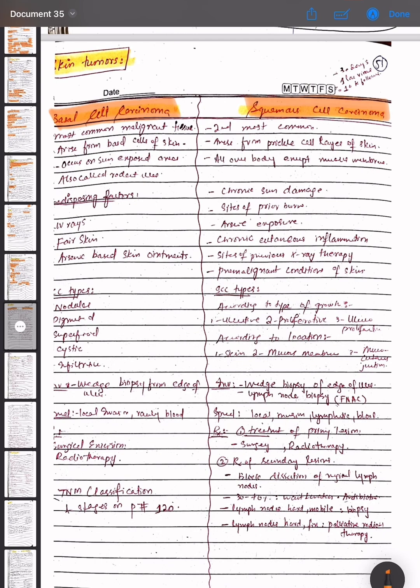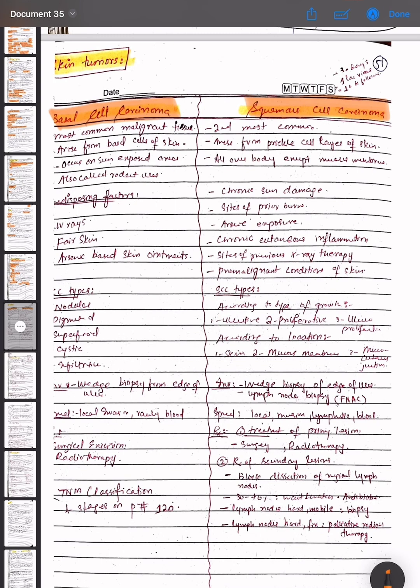The basal cell carcinoma arises from basal cells of the skin, while the squamous cell carcinoma arises from the precursor cell layer of the skin. Basal cell carcinoma occurs on sun exposed areas and is also called rodent ulcer. The squamous cell carcinoma occurs all over the body except mucous membranes.